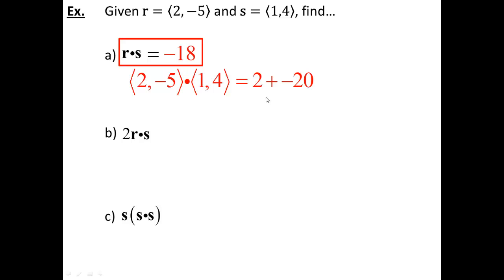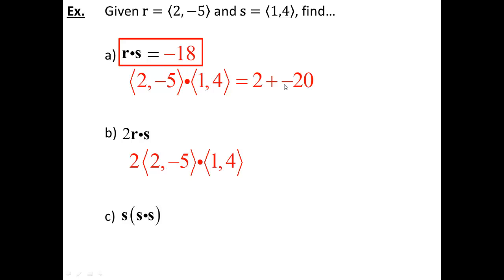Alright, now for part B, all we have here is the same thing we had in A, but with a 2 up front, a scalar multiple of 2. So the easiest way to do this problem was simply to take my answer in A and double it. -36 should be my final answer. Or if you want to, you can do it the long way, or if this was the only question you had, you can do it this way.